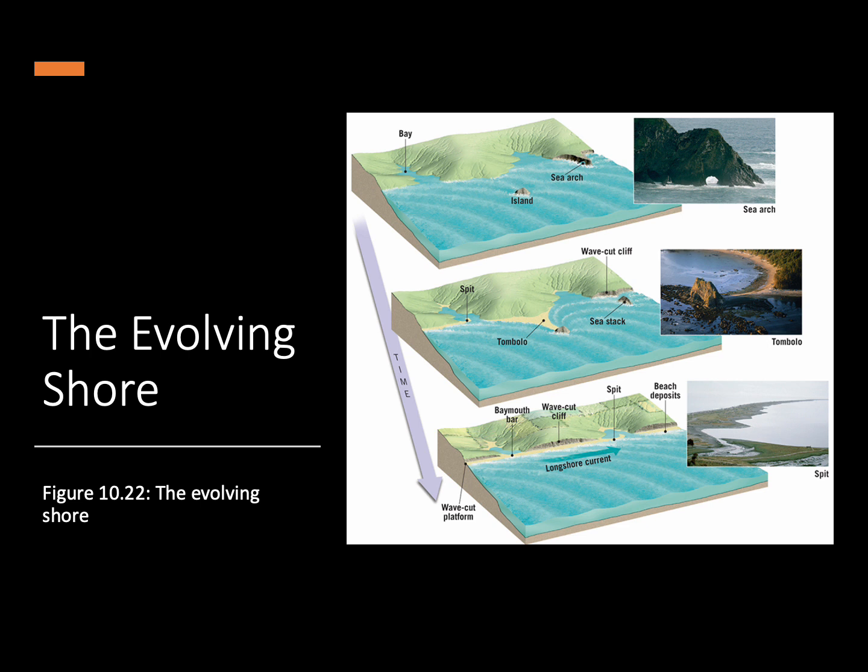And going to the third part, after even more time has passed, we see that the shoreline is now more or less straight and resembles a wave-cut platform. Wave-cut cliffs line the coast with beach deposits sitting below it. And a baymouth bar isolates one of the narrow bays from the ocean, while a spit extends partway across the other bay. And a longshore current runs in one direction across the coast.